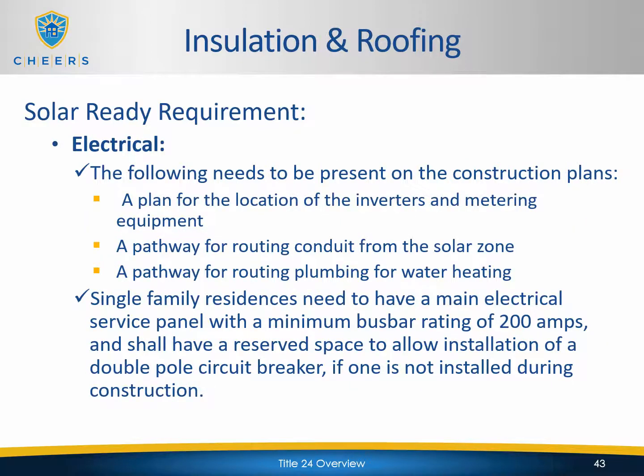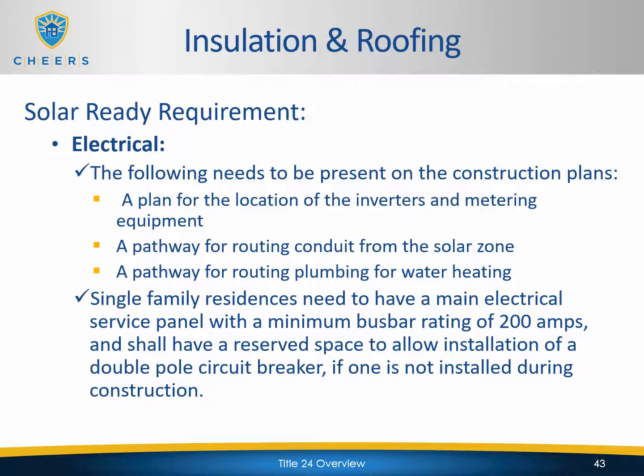Now for electrical, the following needs to be present in the construction plans. There needs to be a plan for the location of the inverters and metering equipment. There has to be a pathway for routing conduit from the solar zone. There has to be a pathway for routing plumbing for water heating. So we don't actually have to install any of that. We just have to mark on the plans where those items will go. They just need to be outlined to show where they would go if they were ever dropped in, but they're not actually being installed. You're not installing conduit. You're not installing plumbing. You're not installing any equipment. You're just marking where those items will go.